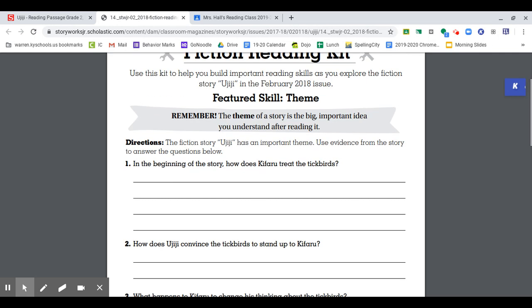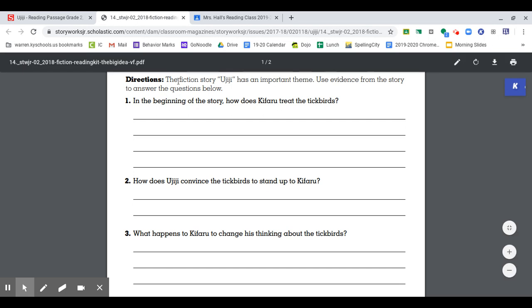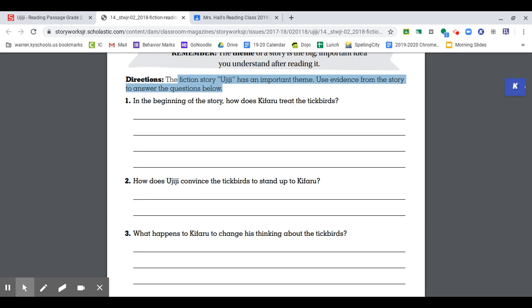So the directions of this page say, the fiction story Ujiji has an important theme. Use evidence from the story to answer the questions below. So in your answers, whenever you're writing these, make sure that you are using text evidence, specific things that happened in the text. That way you are supporting your answer and you have a stronger answer.